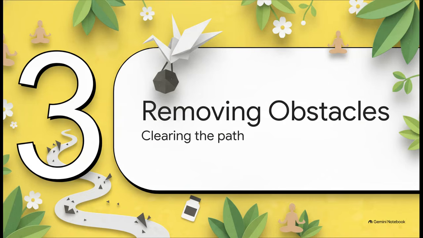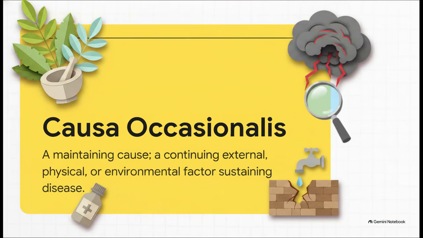Section 3. Removing obstacles to cure. Clearing the path. So that transitions us perfectly into aphorism 150, and this highlights a really profound clinical truth. Sometimes the best medicine is actually no medicine at all. Enter a concept called causa occasionalis. Basically, this is a maintaining cause. It's a continuing external, physical, or environmental factor that is physically keeping the disease active.